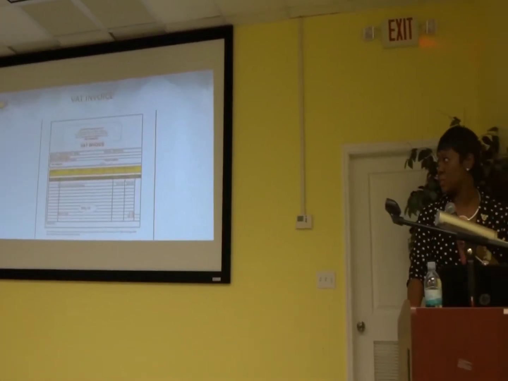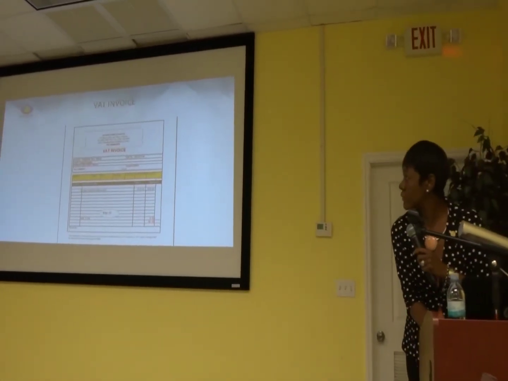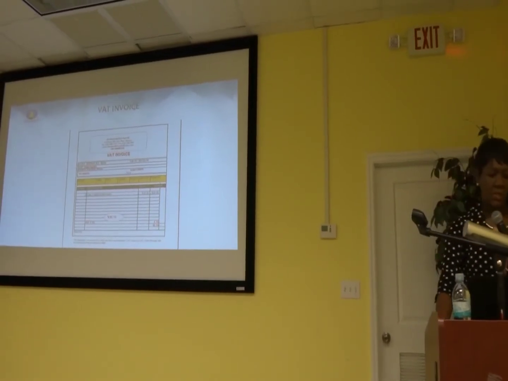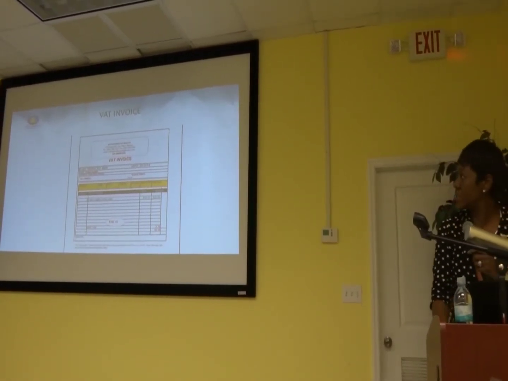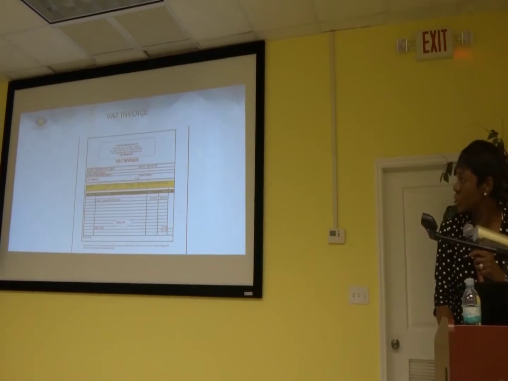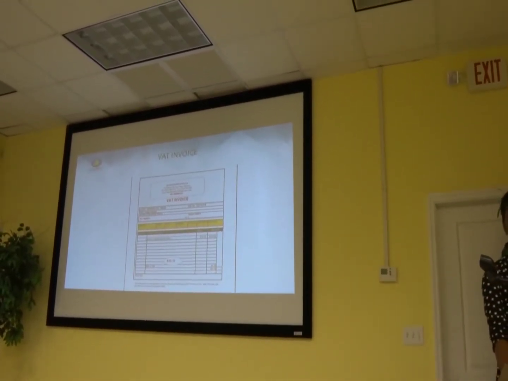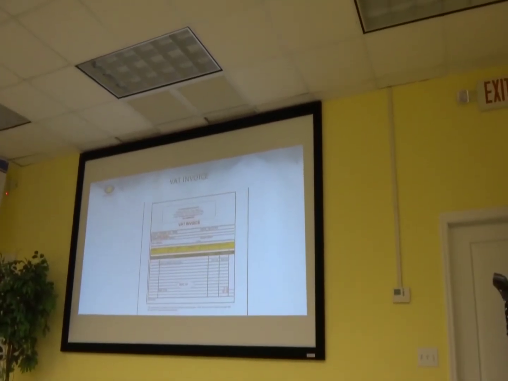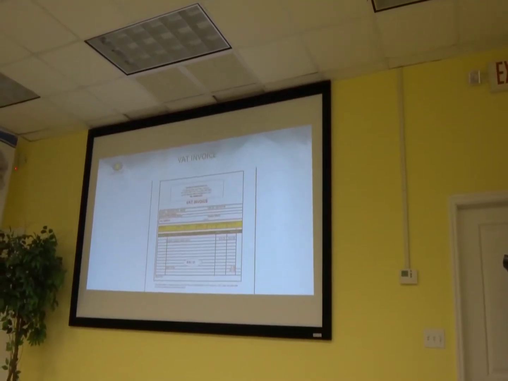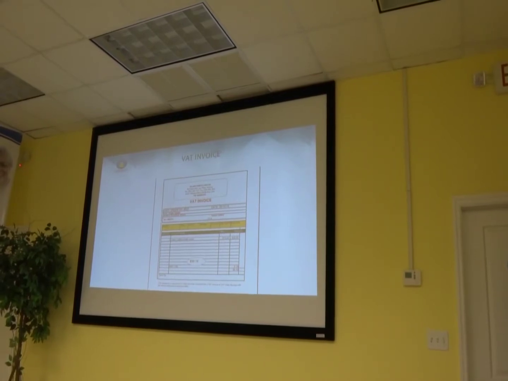So in this instance, we see Fergie's is the VAT registrant. The tax identification number is also provided here. The location. You also must have the invoice number or serial number. And you must make sure that your invoice numbers are kept in sequential order.